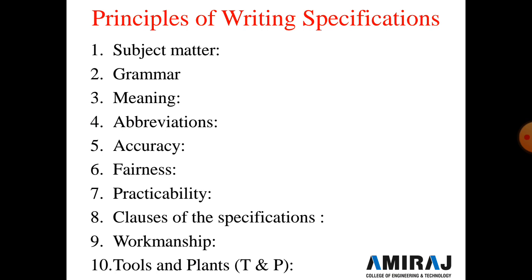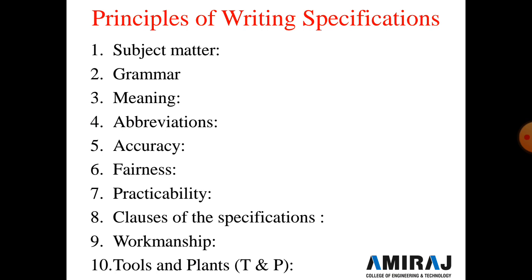The ninth point is workmanship. Here a complete description of workmanship, the method of mixing and proportion, the method of laying, preparation of base, compaction, finishing, curing, etc. shall be fully described, and specially applicable items of the work shall be clearly stated in different clauses. And the last, 10th principle of writing specification is tools and plant.